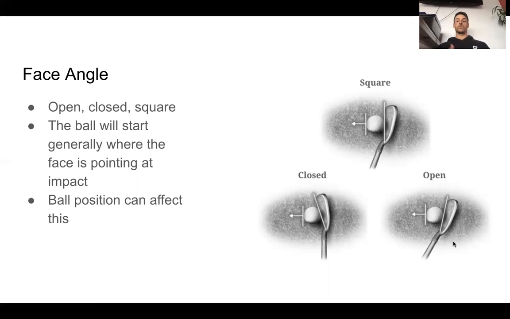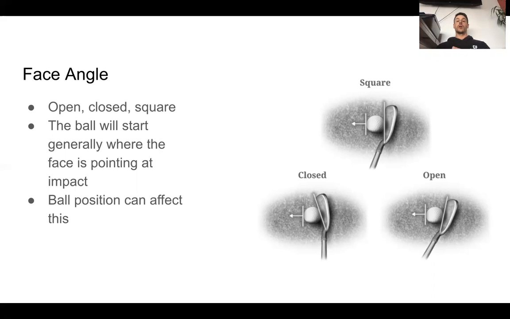Generally speaking, the ball is going to start wherever that face is pointing at impact. So if the club face is square at impact, the ball is going to start along that target line that the face is square to. If it's closed to that path, it's going to start left of it. If it's open to that path, it's going to typically start to the right of that.